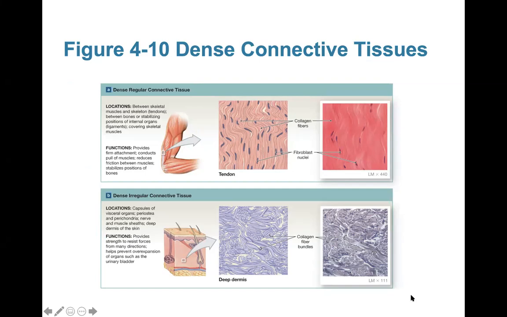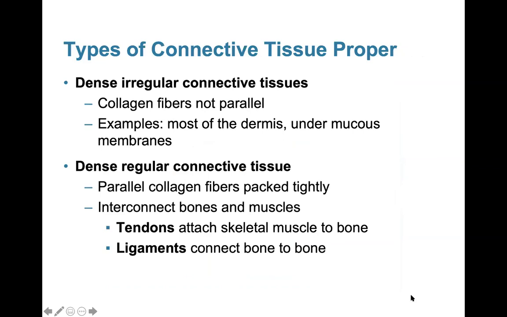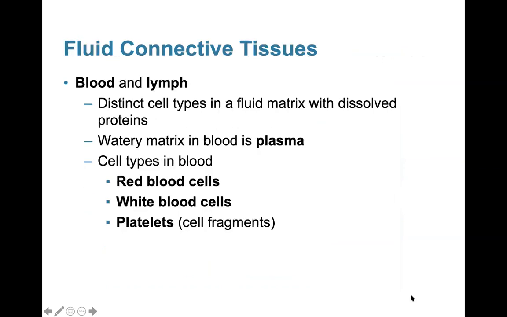And this is something that we see in tendons and ligaments, and that's why sometimes tendons and ligaments will tear if you make a movement that really should not have been made. Versus the dense irregular connective tissue, where you're really going to have support no matter which way you pull on that tissue. With dense irregular connective tissue, the collagen fibers are not parallel, versus the dense regular, where they are.